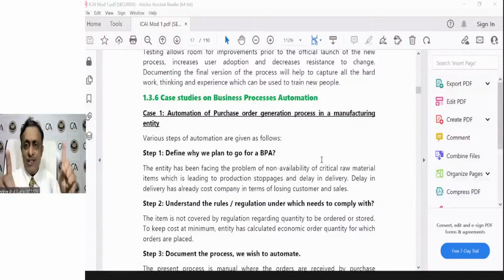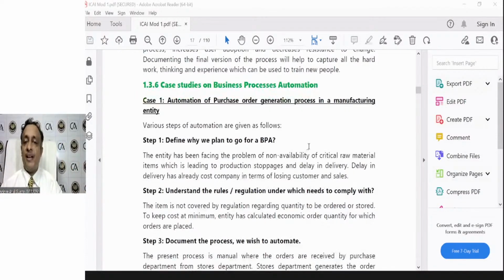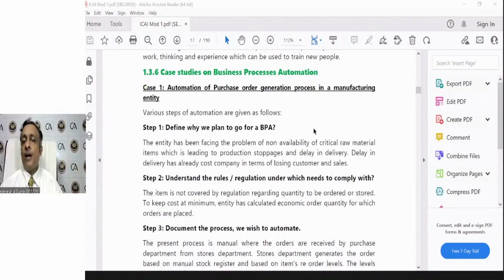Let us read this one. So this one we want to read. Automation of purchase order generation process in a manufacturing entity. So purchase order generation process is being automated. Okay, let us see. Define why we plan to go for business process automation.